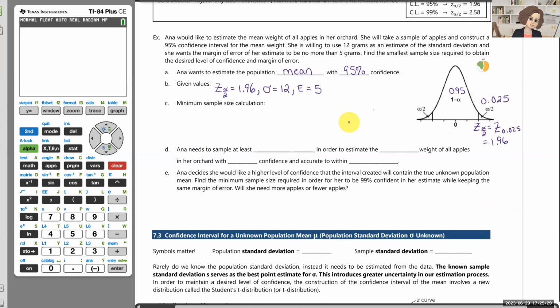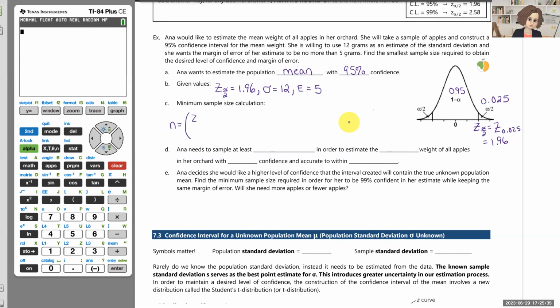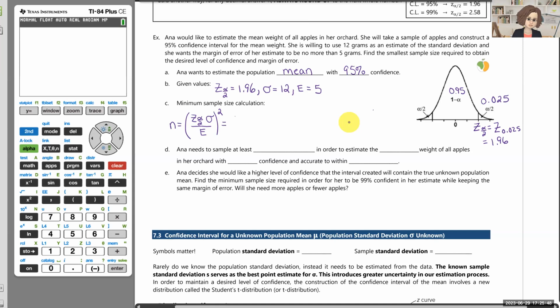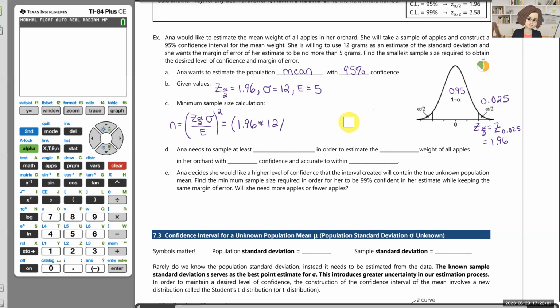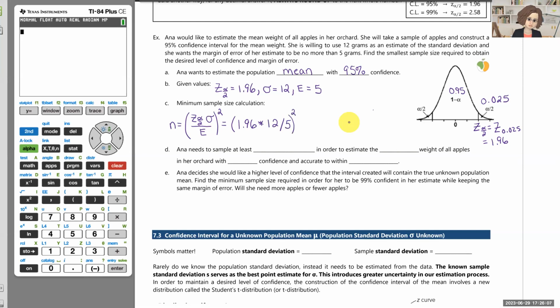And we have everything we need. So our formula is N equals, in parentheses, we take our z alpha over 2, multiplied by sigma, divide by the margin of error, and that whole quantity gets squared. I'm going to write this horizontally like I'll type it on a calculator. So 1.96 times our sigma 12, divided by the margin of error, 5. And then that whole quantity gets squared.